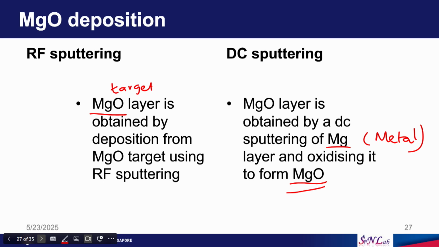This is the reason I told you yesterday that in the industry there will be many chambers. There will be one chamber to deposit metals, another chamber for magnesium oxide. They will use oxygen gas to oxidize magnesium to form magnesium oxide. They do not want this oxygen to contaminate all the other materials like ruthenium, cobalt and boron. So, usually the oxide chamber is separate.